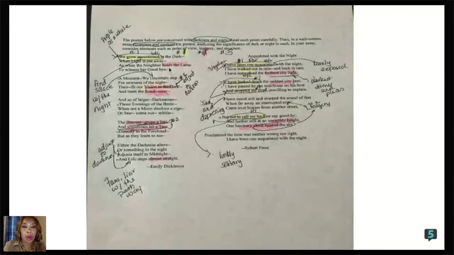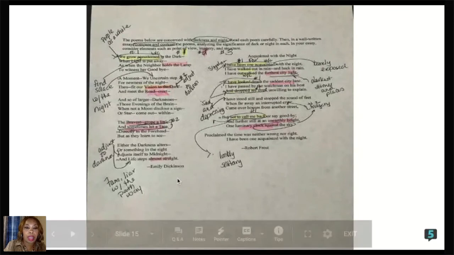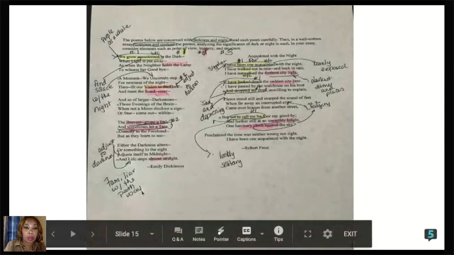As when the neighbor holds the lamp, that gives me a visualization, okay? Adjusting the vision to the dark and meet the road erect. These are all things in pink that I know I can visualize. The bravest grope a little. If you think about that, if you're in a room and it's dark, you're kind of using your hands, trying to steady yourself and trying to feel your way. Okay, so I highlight that in pink because I know it lends to imagery.